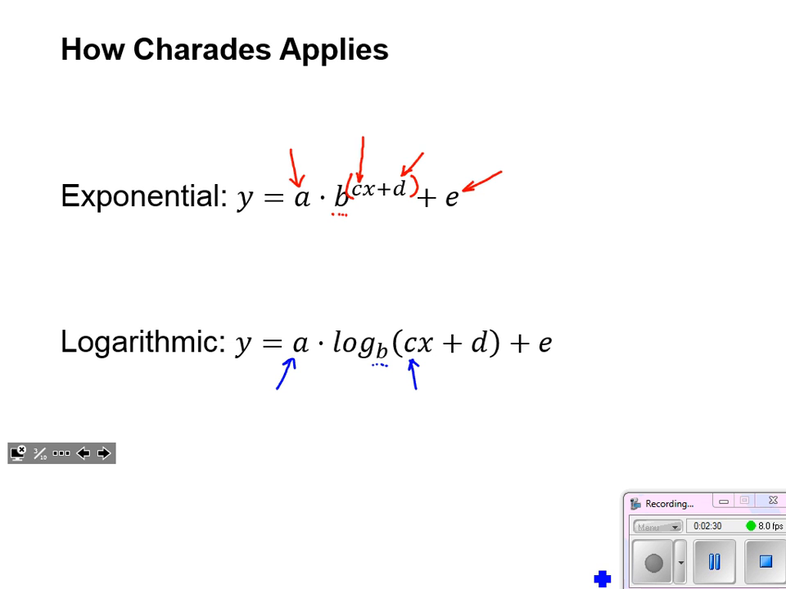We've got our horizontal flip, stretch, or shrink variable c. We've got our shift left and right variable d. Notice the input area of the logarithm is the argument, so that's where all the left and right adjustments happen. And then again, we have plus e on the outside, that last place. It could be adding or subtracting a number to raise the graph up or down.